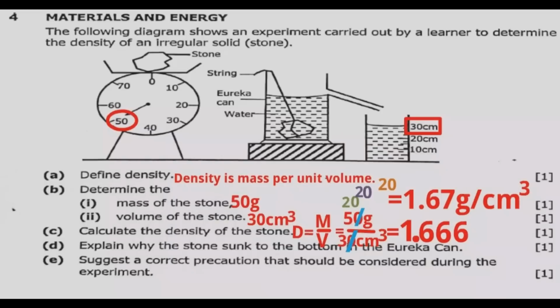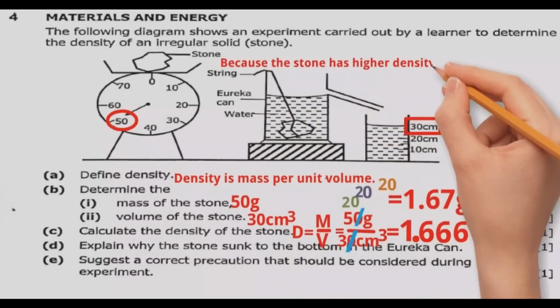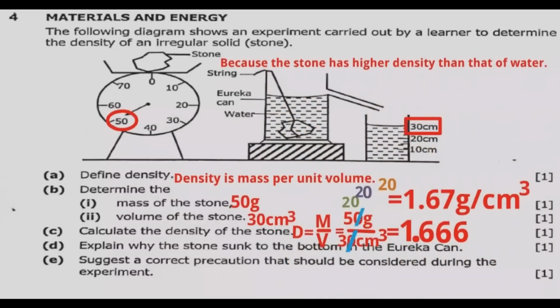Okay, we go to question number 4d, which is explain why the stone sank to the bottom in the Eureka can. The reason why the stone sank is because the stone has higher density than water. The stone has higher density than water, that's why it sank.